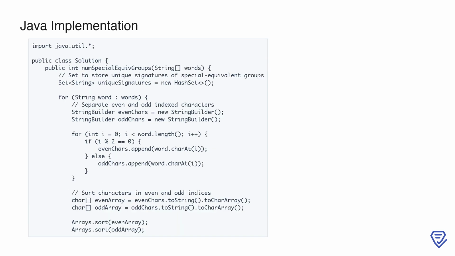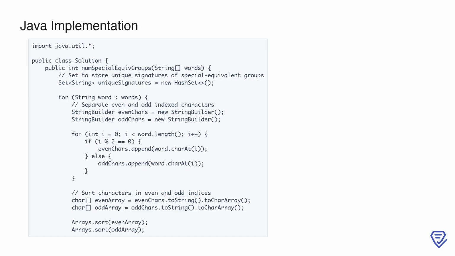Here, we start by importing the necessary utilities and defining our solution class. The main method of interest is numSpecialEquivGroups, which takes an array of strings called words as input. To keep track of the unique groups of special equivalent strings, we use a hash set called uniqueSignatures. Next, for each word in the array, we separate its characters into two groups based on their indices, even indexed characters and odd indexed characters.